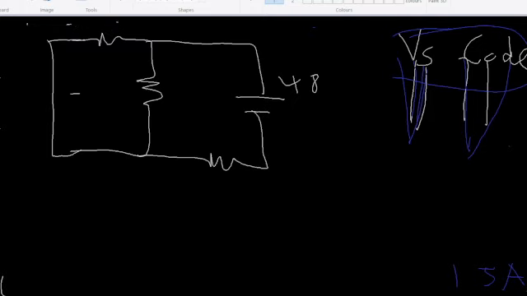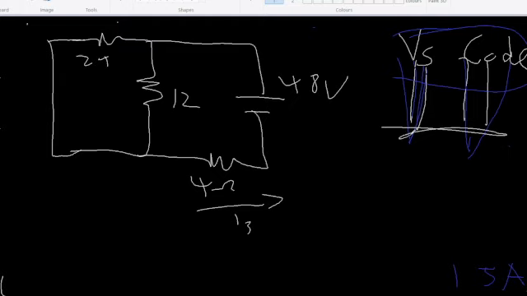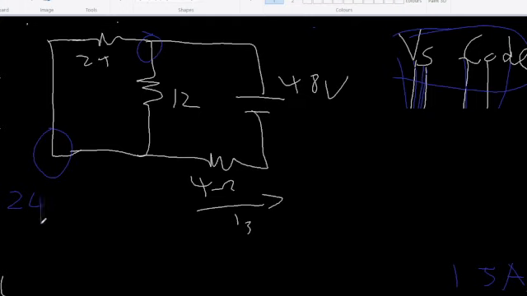So let's see. R1 is 24, R2 is 12 ohms, and R3 is 4 ohms, and remember, we're looking for I3 overall. Okay, 48 volts. We'll do the exact same thing that we did in the first calculation. So remember again, this and this are in parallel. Why? They meet here and they meet here, 2 points. So parallel, let's start with the parallel.